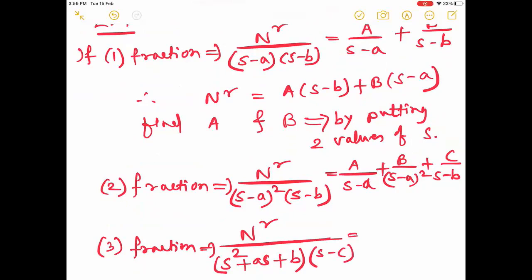Same way: numerator of the left hand side, numerator of the right hand side, and put three values for S. Please, if you elaborate that. Yes, we are solving the example. This is just a procedure I am giving. Okay, ma'am.